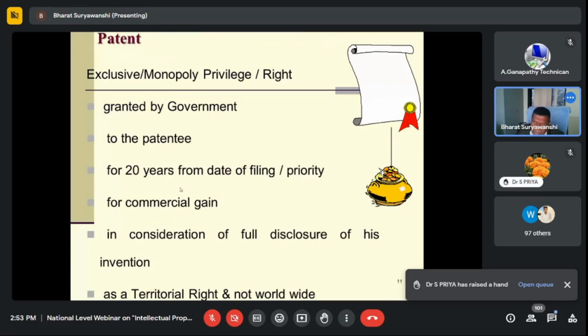What is a patent? Exclusive, monopoly privilege or rights granted by the government to the patentee for 20 years from the date of filing or priority for commercial gain. When you are disclosing everything, then only you are getting the right in detail. So therefore, it's called a patent, because the government gives you the right for 20 years, but you have to write all details about the explanation. Then only you are getting the rights.